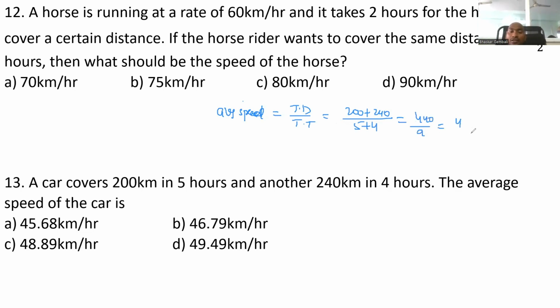9 4s are 36, 9 8s are 72, so the answer is close to 48.89 kilometers per hour. That must be the answer, which is simple. To find the average speed, use total distance traveled by total time. Let's go with the next one.